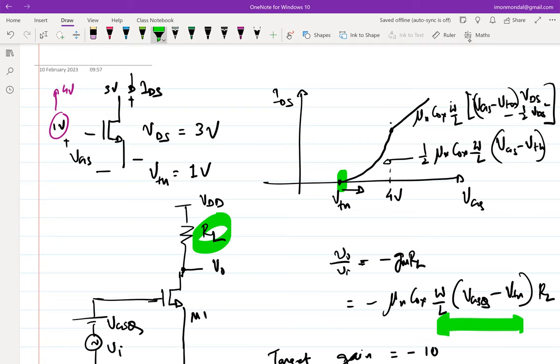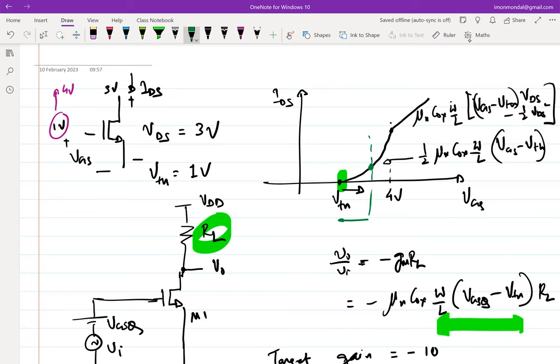Correct. So if I bias it, let's say we are biasing it somewhere here. In principle, what you are saying is right. I can go all the way till here and then the transistor cuts off. But since we want to stay away from that point, we still want to use a linearized equivalent. What is our linearized equivalent?